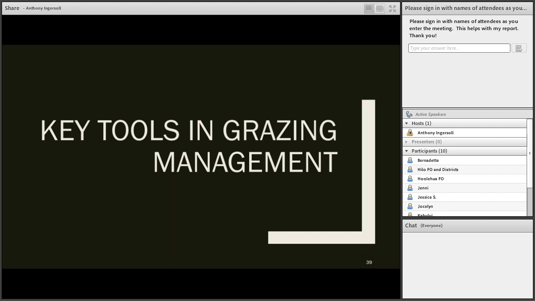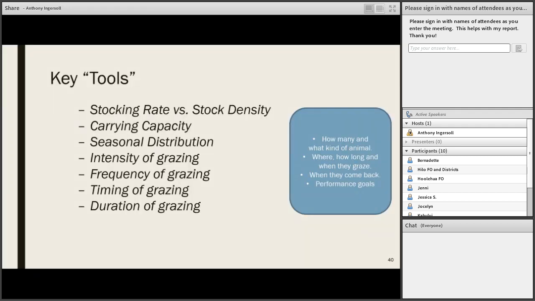Okay, let's keep going. Key tools. Okay, so some of the main tools when we're talking in grazing management: stocking rate versus stocking density, the carrying capacity, the seasonal distribution, again, some of these we talked about already. Seasonal distribution of forage, the intensity, frequency, timing, and duration of grazing. All of these things are tools that we can use in grazing management, because they all help to answer the questions of how many and what kind of animal are we having in the system, where and how long and when do they graze, when do they come back, and what are their performance goals, and are we getting those met?